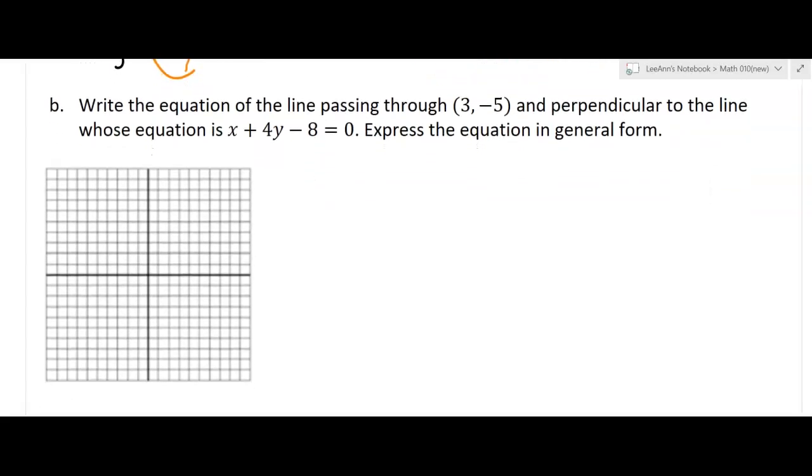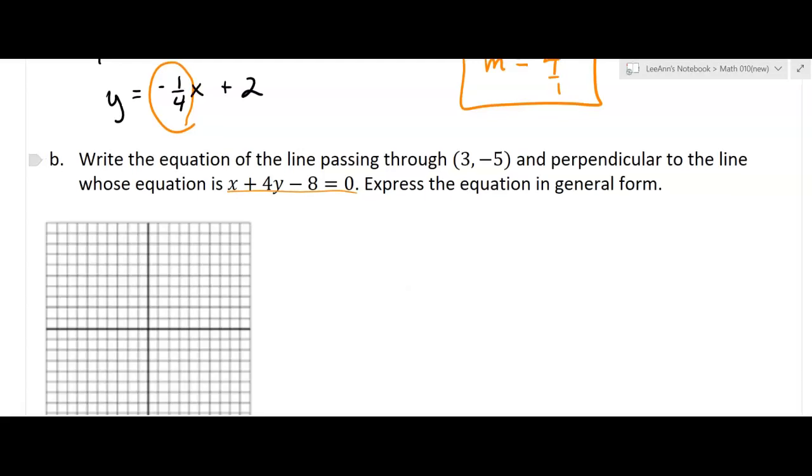It says, write the equation of the line passing through 3, -5, and perpendicular to the line, that line that we were just using. Okay, so remember we had the equation right here. So that has a y-intercept of 2 and a slope of down 1 and to the right 4. Okay, so let me try to draw this line. Okay, that's this line right here. That's a picture of it.